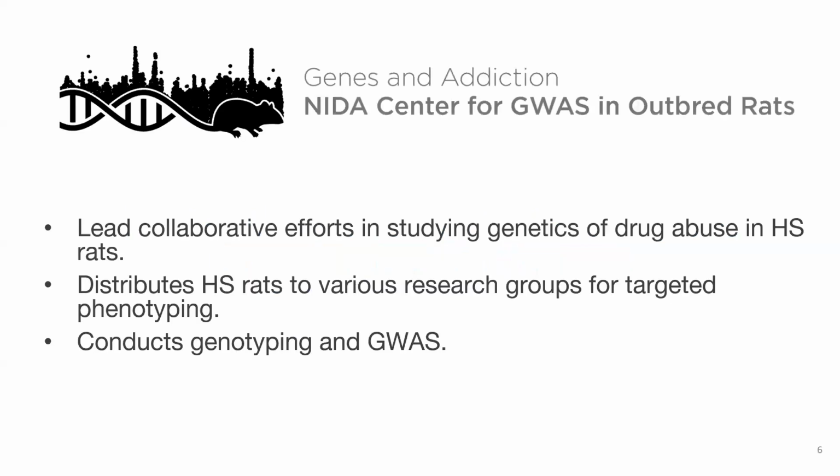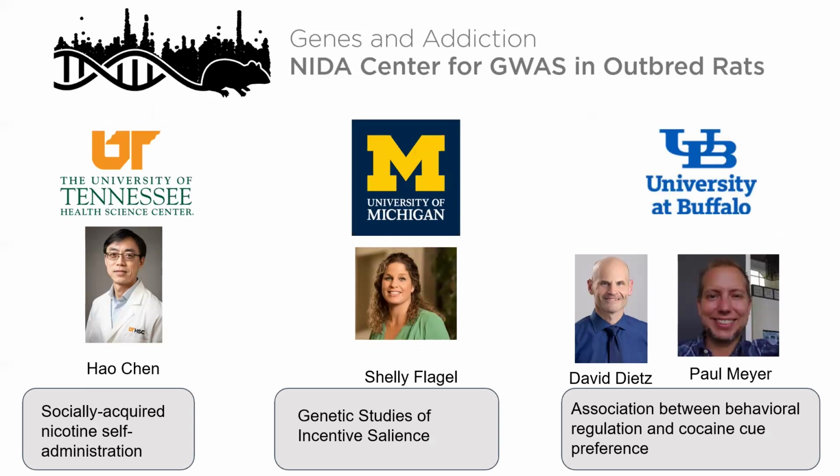And so before I delve deeper, I wanted to quickly mention the Center for GWAS in outbred rats. So the main goal of the center is to look at the genetics of drug abuse in HS rats. And so as part of the center, we've distributed HS rats to different phenotyping groups. And the Palmer lab has also performed the genotyping and GWAS for these different behavior traits. And so as part of the center, we have these different collaborators, including 2 labs in New York. And so they have measured hundreds of behavior traits which are related to drug abuse.